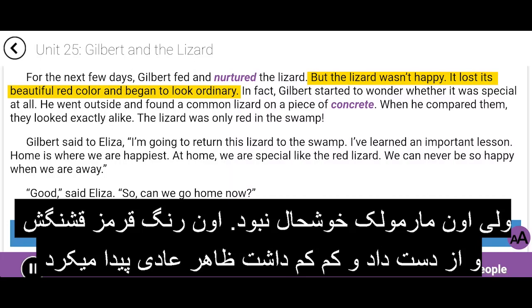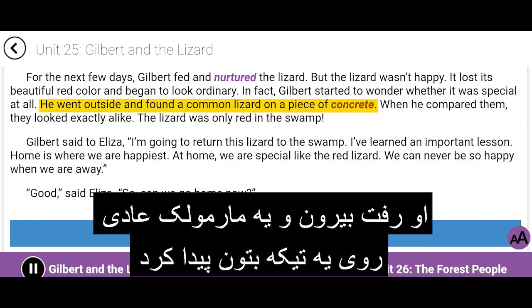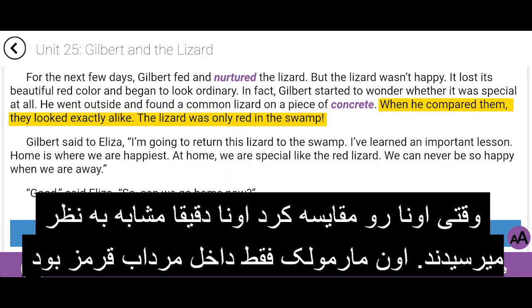But the lizard wasn't happy. It lost its beautiful red color and began to look ordinary. In fact, Gilbert started to wonder whether it was special at all. He went outside and found a common lizard on a piece of concrete. When he compared them, they looked exactly alike. The lizard was only red in the swamp.